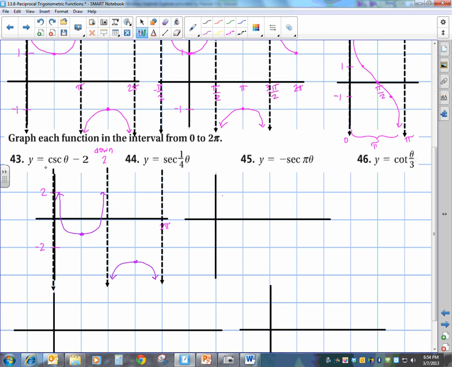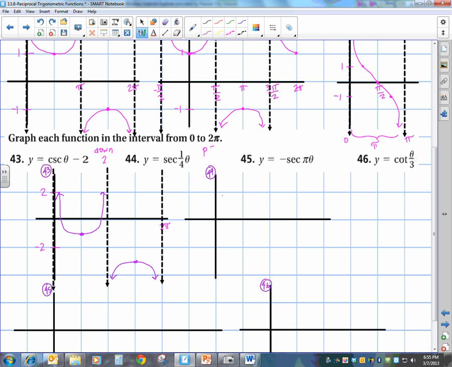Okay, so that's 43. We're going to put that there. I'm going to put 44 right here. I'm going to put 45 here down below, and then 46. Okay, so looking at 44, I have the secant of 1/4 theta.